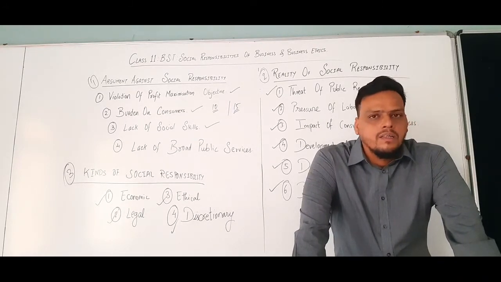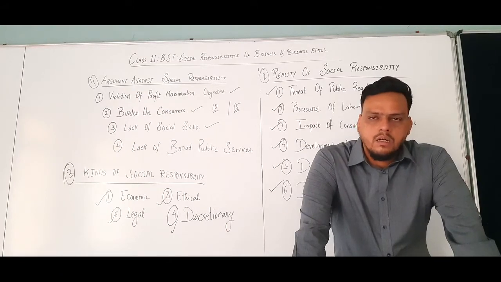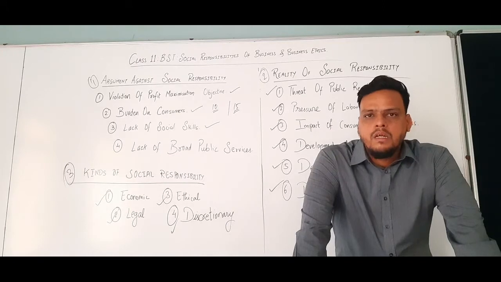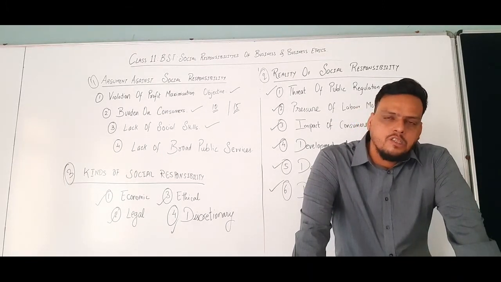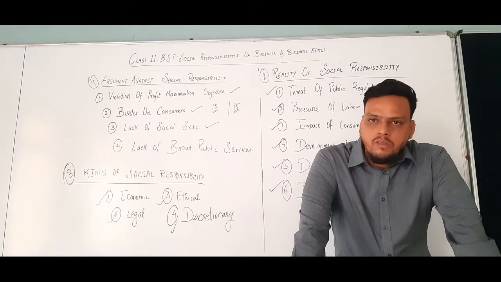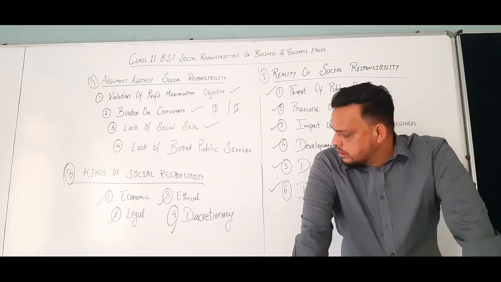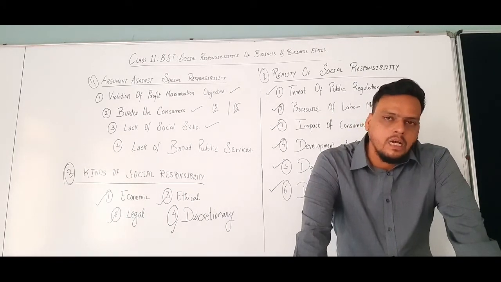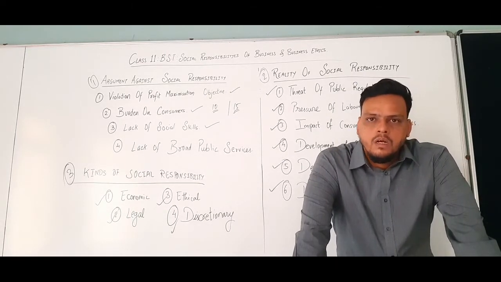Like when a flood, a tsunami, or other natural calamities have occurred, many businessmen provide free medical care. Many organizations provide food to the needy ones. This is considered as discretionary responsibility, which is voluntarily taken by the organization.